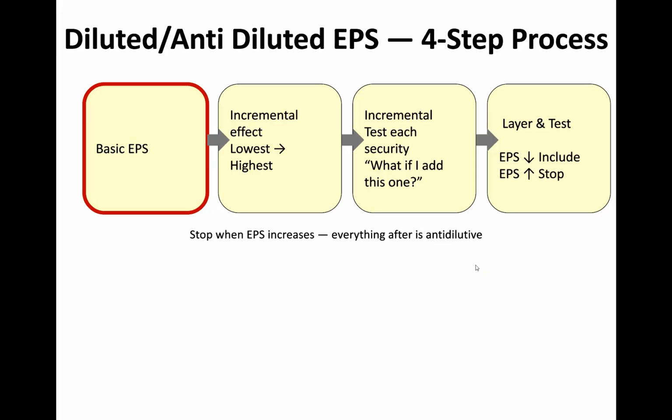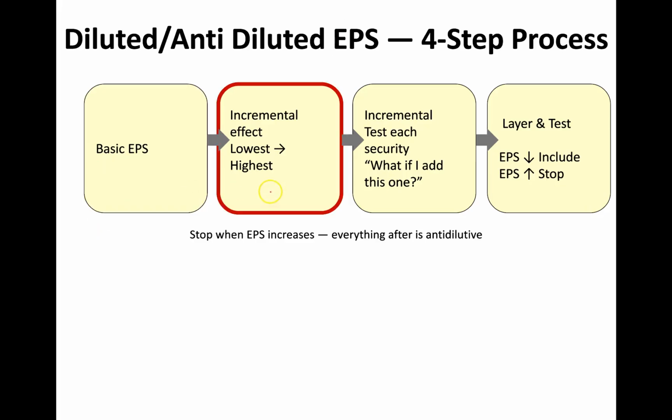When we talk about what happens when a convertible security has an anti-dilutive effect, that means it makes the EPS go up rather than down, we have to go through this four-step process. The first step is we have to calculate our basic earnings per share. And in the example we're going to use going forward, our basic earnings per share is $2.